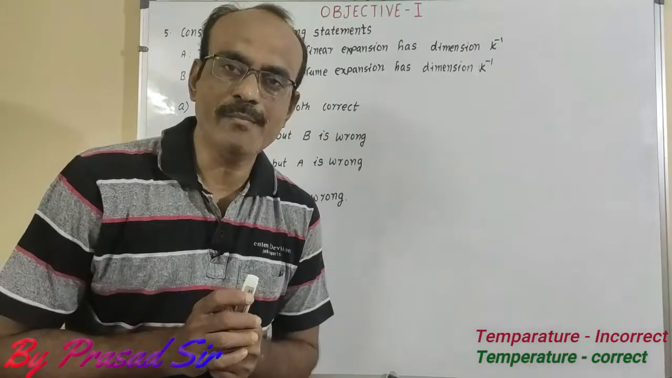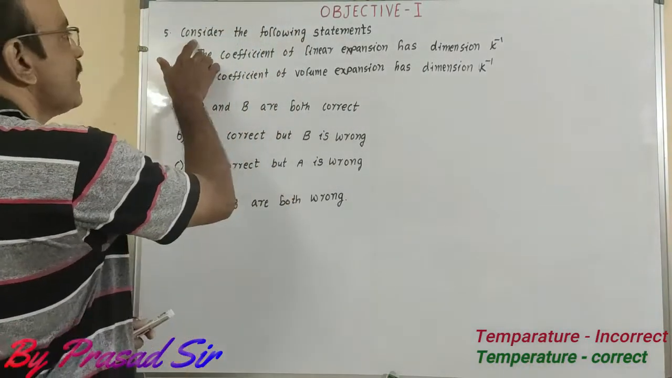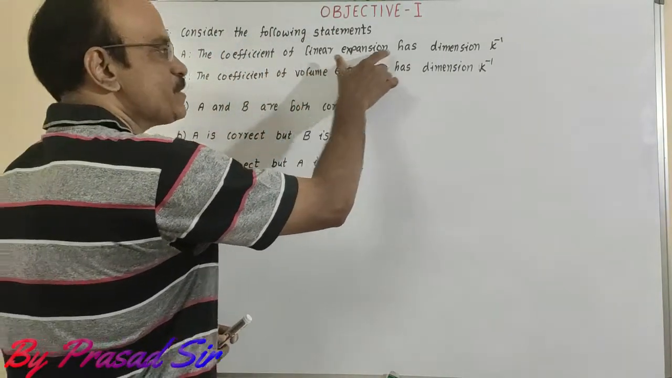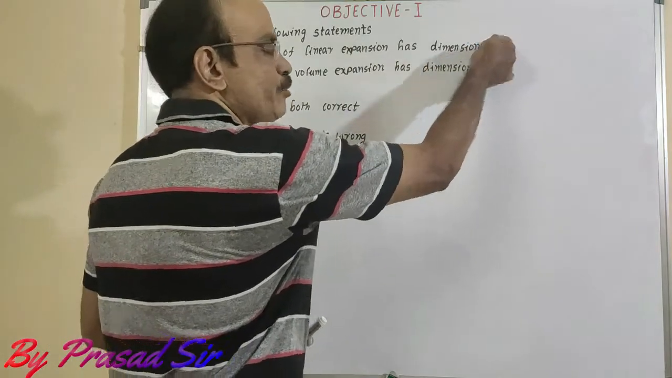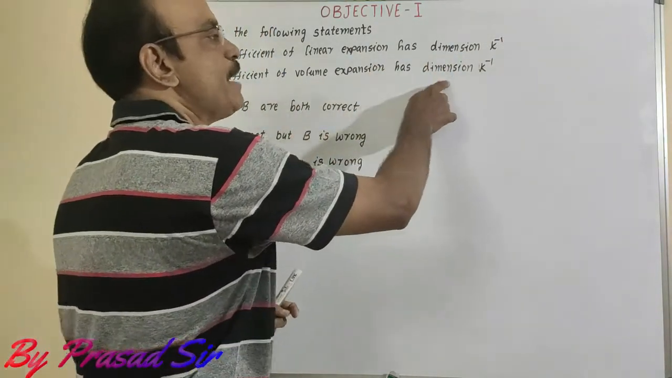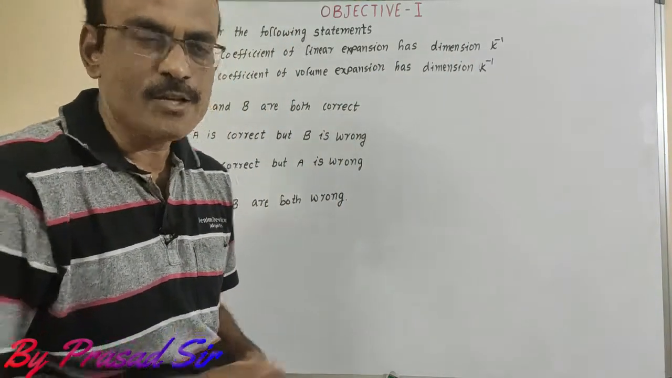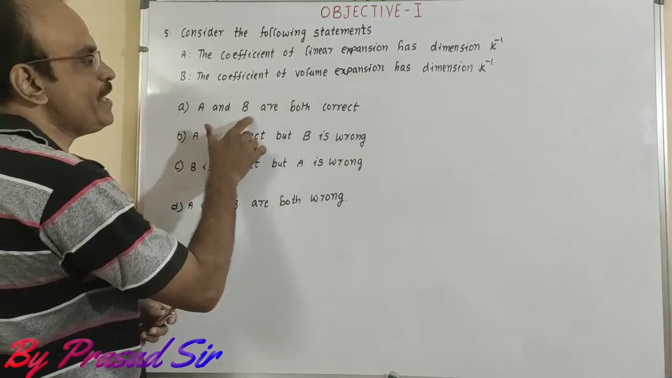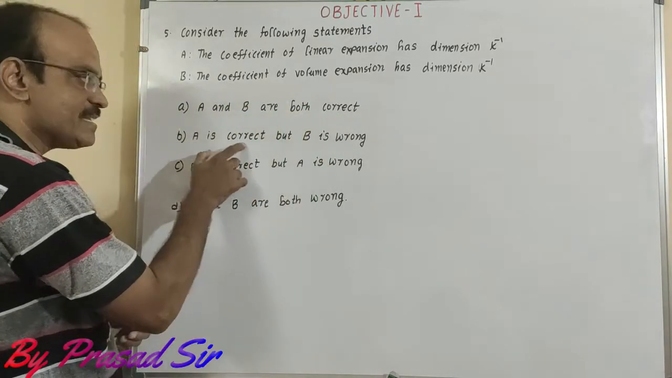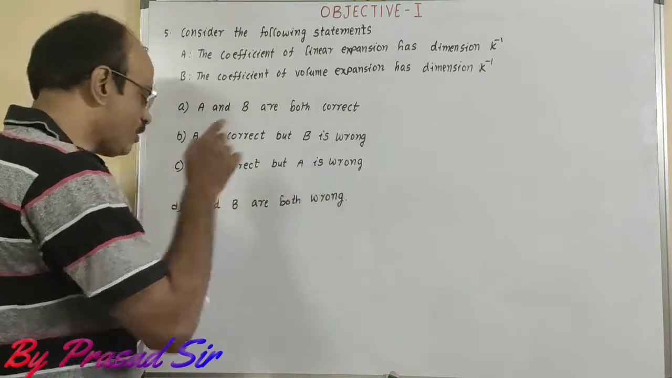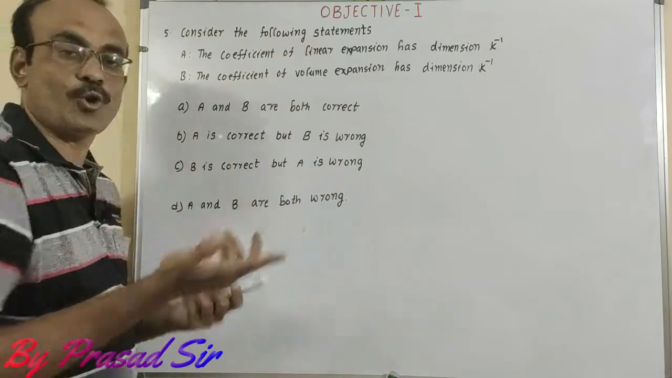Here, question number 5. Consider the following statements. A. The coefficient of linear expansion has dimension K to the power of minus 1. B. The coefficient of volume expansion has the dimension K to the power of minus 1. So those are the statements given, and the options: A and B are both correct. A is correct but B is wrong. C. B is correct but A is wrong. D. A and B are both wrong.